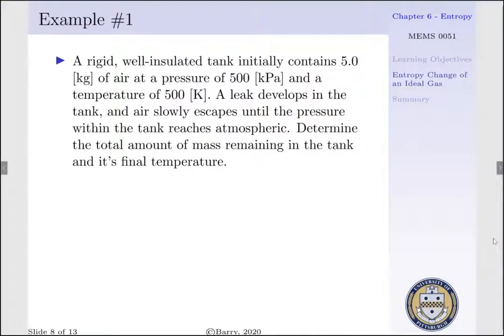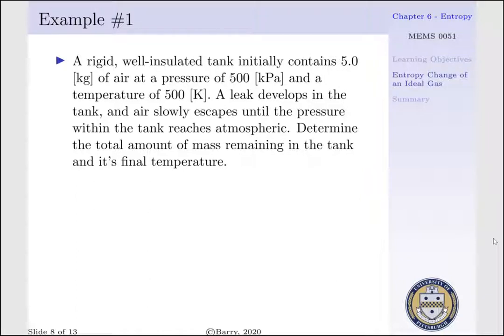And to illustrate this, let's look at an example. A rigid, well-insulated tank initially containing 5 kilograms of air at a pressure of 500 kPa and at a temperature of 500 degrees Kelvin develops a leak, and the air slowly escapes until the pressure within the tank reaches atmospheric.